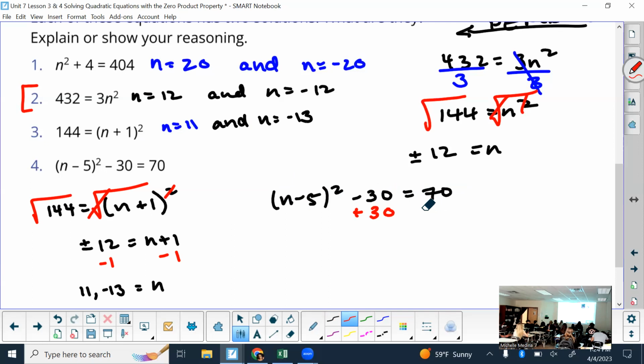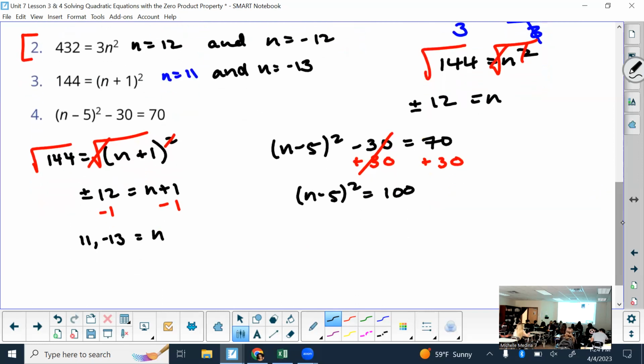Whatever you do on one side of the equal sign. Great. So now I have this on the left and on the right with 70 plus 30. Great. Now what's farther, the 5 or the 2? Opposite of squaring is whatever you do on one side. And now I have n minus 5 equals what? Say it right. Anytime you square root something, you get plus or minus 10.